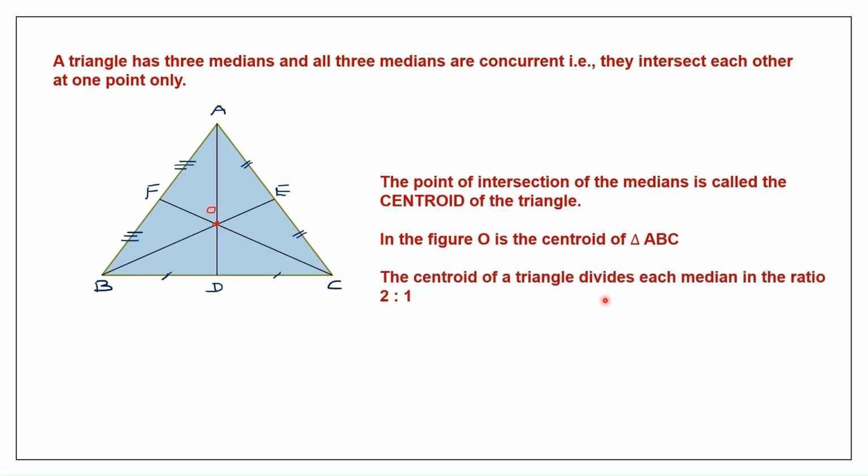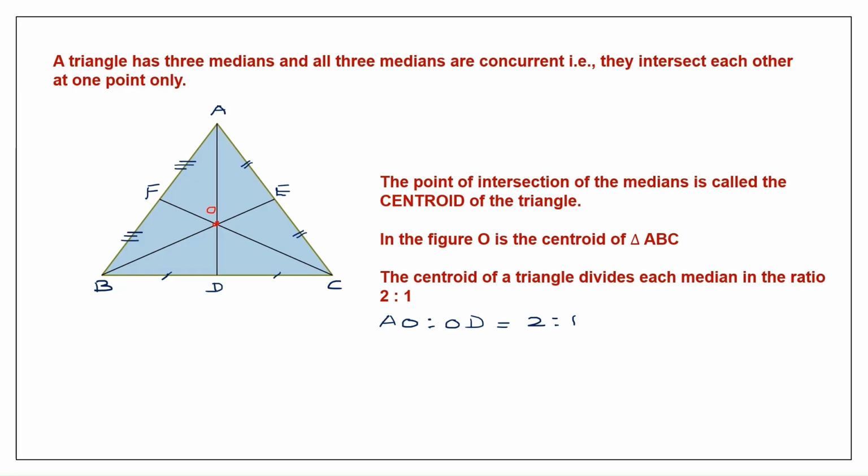The centroid of a triangle divides each median in the ratio 2:1. That is, let's take this first median AD. Now look at AO and OD. So this is twice this part. It's always like that. The centroid will divide each median in that ratio. That means if I say AD, AO is to OD is in the ratio 2:1. AO will be 2 and OD is 1. So AO is to OD is 2:1.